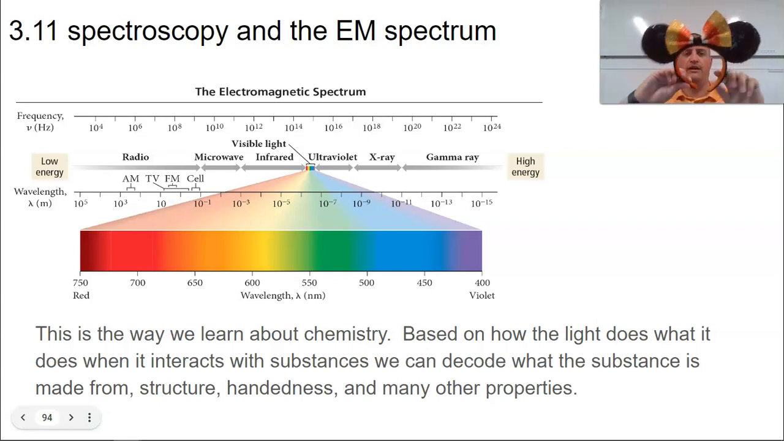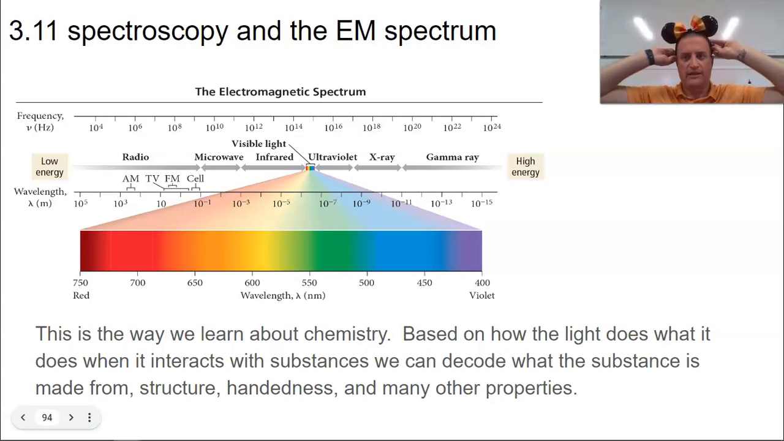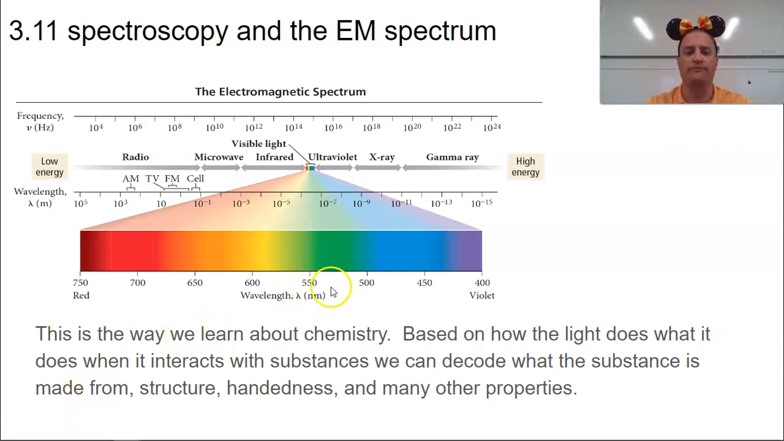All right, spectroscopy and the EM spectrum. So spectroscopy is the idea of using light in order to analyze different types of things. We've seen mass spectroscopy, photoemission spectroscopy. However, this is one area where we're going to look at the visible light in order to determine what is actually going on.